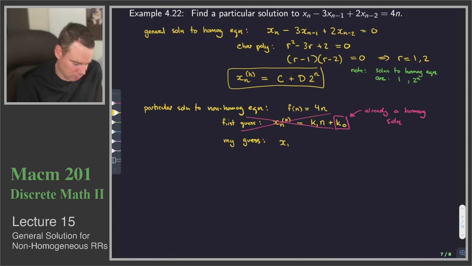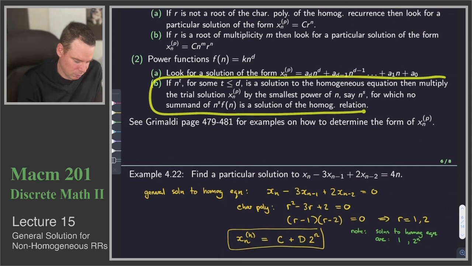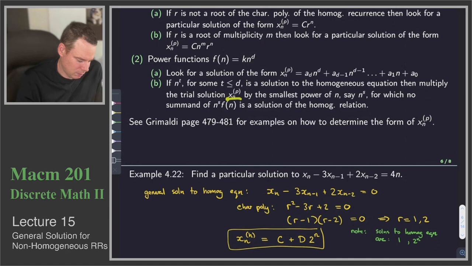Well, I would have liked to have guessed a linear polynomial, but I'm just going to have to scale it by enough powers of n to eliminate the constant term. So in other words, I will scale both by an n. So I get k1 n squared plus k0 times n. And there's my particular solution. So that's what I'm going to take as my guess. This entire paragraph is telling us to do that. It's saying, take your original guess, what you thought should be a linear polynomial, that's the f of n, and power it up by an n so that you don't have any terms that are already solutions to the homogeneous equation.